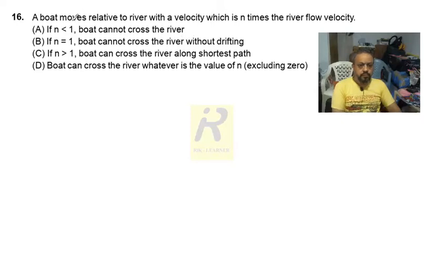The question is: a boat moves relative to the river with a velocity which is n times the river flow velocity, and we are having 4 options. You can see the different way in which he has given us the options. A: If n is less than 1, the boat cannot cross the river. B: If n is equal to 1, the boat cannot cross the river without drifting. C: If n is greater than 1, the boat can cross the river along the shortest path. And D: the boat can cross the river whatever the value of n.